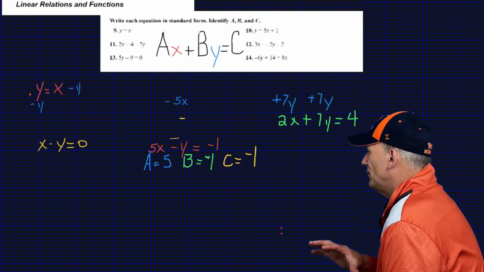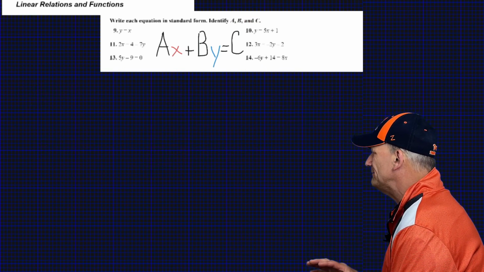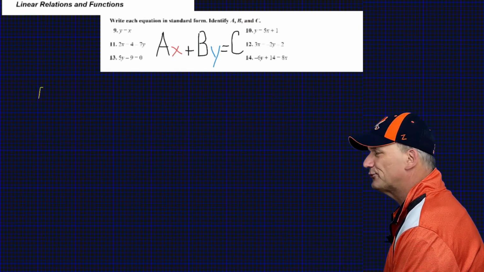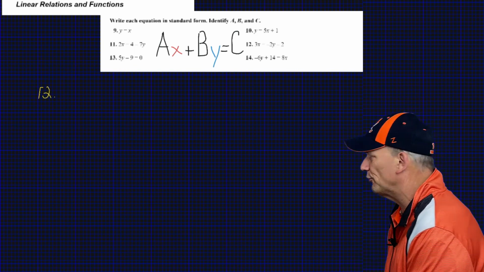So we want x and y on the same side. That's what we need to do to transform it into standard form.